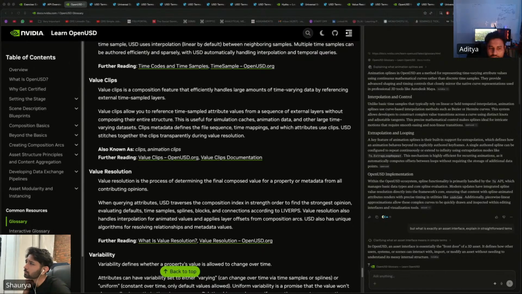Okay, value resolution is used for stitching the clips. That is an important thing. And value clips allow us to reference time sampled attribute values from a sequence. I think we have to dig deeper into the sequence of external layers.